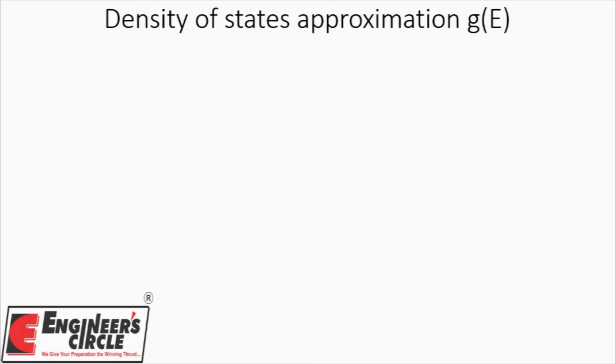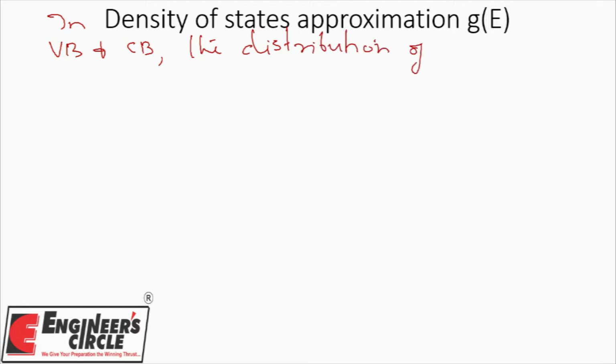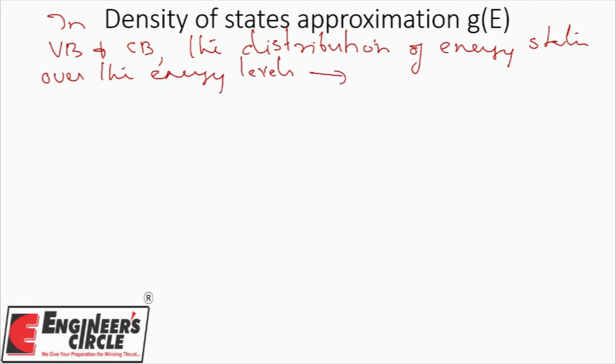The density of states approximation is denoted by G of E. You can see that in the valence band and conduction band, the distribution of energy states over the energy levels is non-uniform. It is a non-uniform distribution of states. So the non-uniform distribution we can show like this.